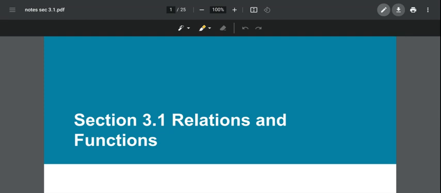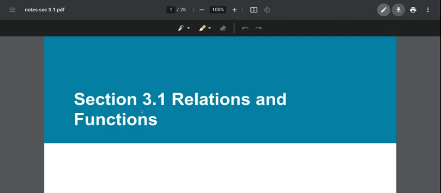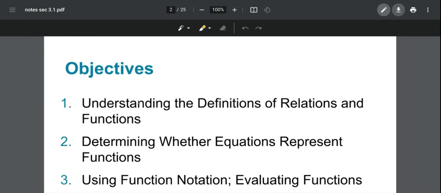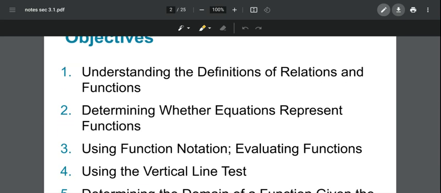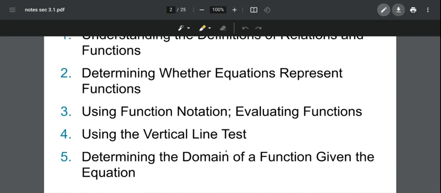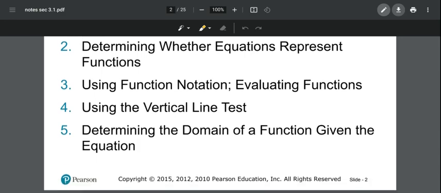Hello guys. So this video is from section 3.1. It's about introduction to functions, relations and functions. Okay. So the objectives of section 3.1 are to understand the definition of relation and functions, determine whether an equation represents a function, use function notation to evaluate functions, use the vertical line test, and determine the domain of the function given the equation.